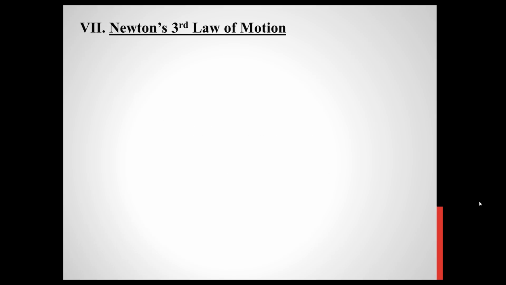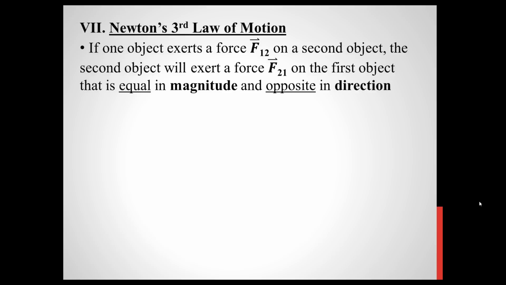Newton's third law of motion. I suspect you've probably heard some kind of reference to it before. The wording might have been, for every force, there's an equal and opposite force. And yeah, that's what Newton's third law of motion is, but I'll give a bit more of a technical definition. So what I've said is if one object exerts a force on a second object, the second object will exert a force on the first object that is equal in magnitude and opposite in direction.